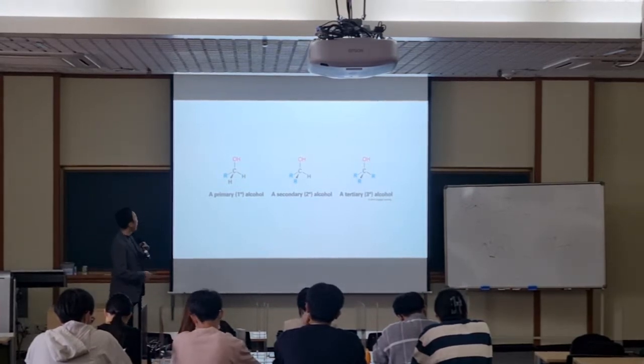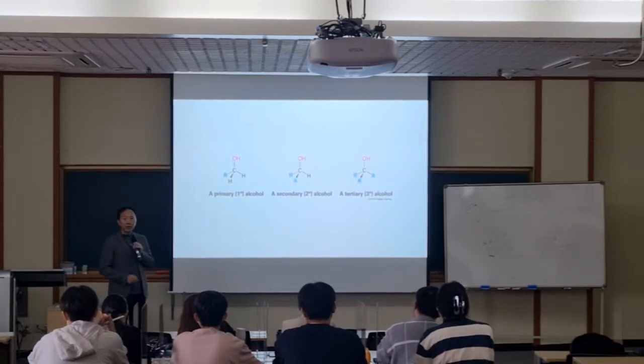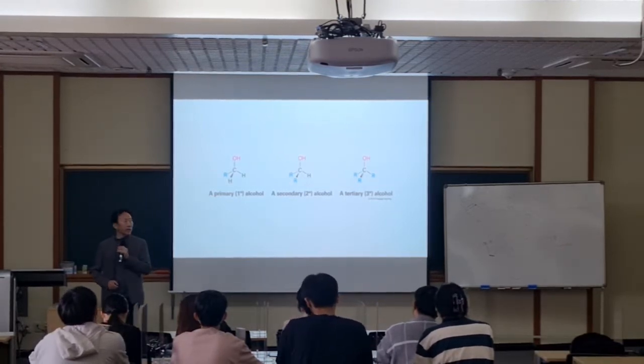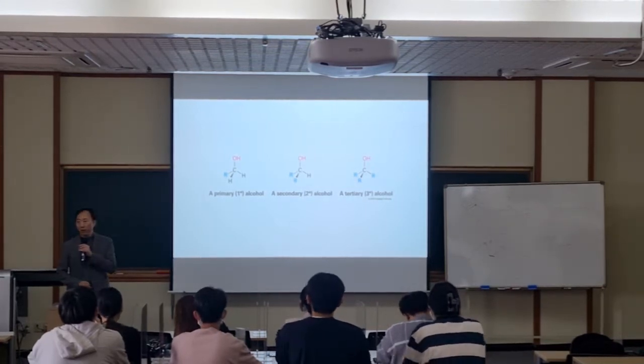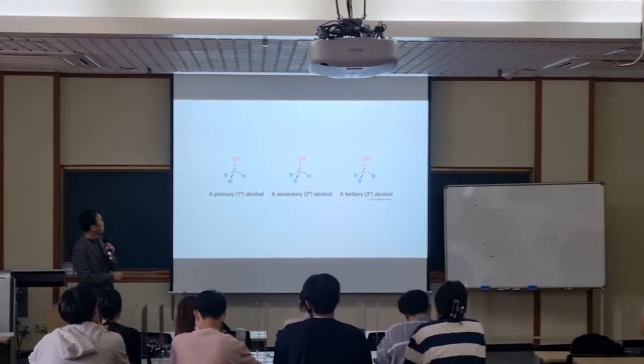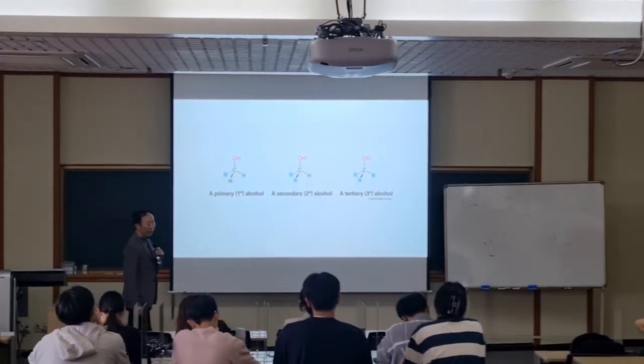And if it's an alkyl alcohol, depending on the number of carbons directly attached to the hydroxyl carbon, we call it this way. If it's 1, then this is a primary alcohol. If it's 2 alkyl groups, secondary alcohol, and 3, tertiary alcohol.